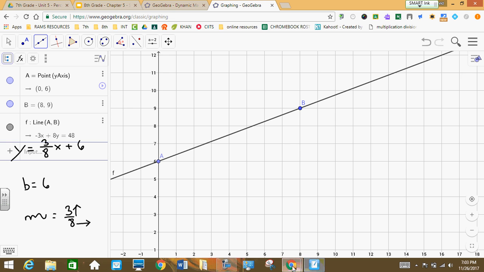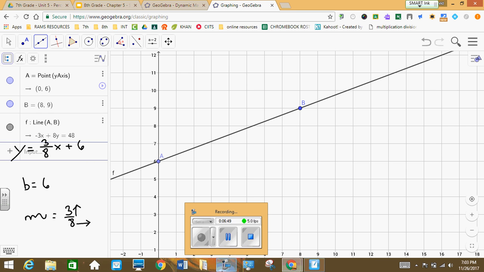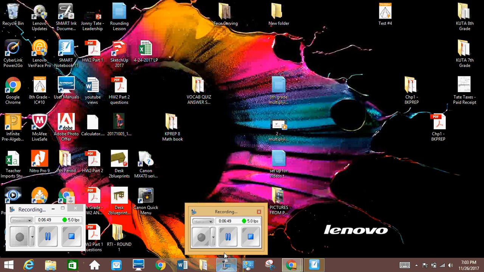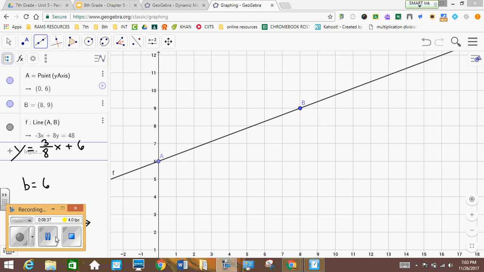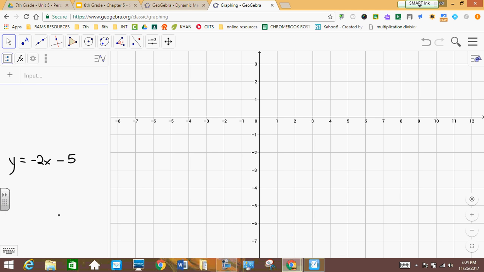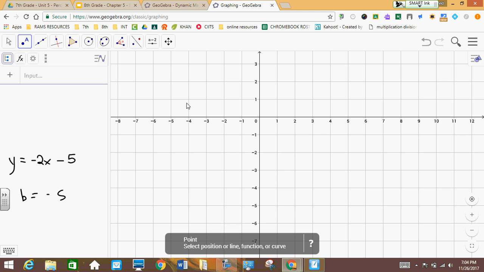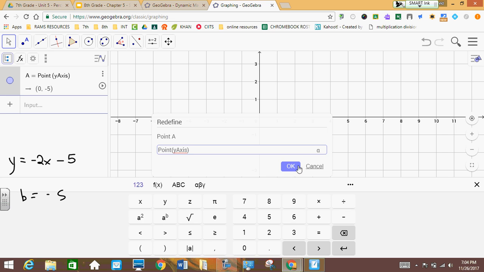I want to show you one last option, which you may see. Practice is what you need, though. There we go. Y-intercept is -5, so let's just go and make our first point on -5 on the y-axis. So here's our y-axis. There's -5.